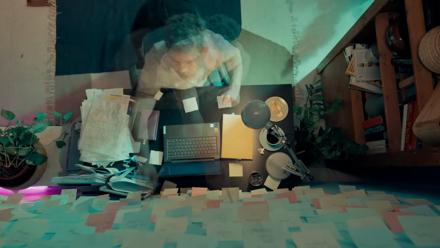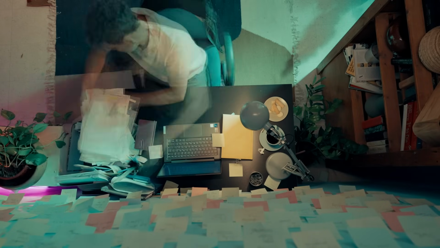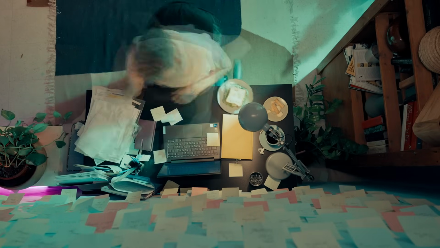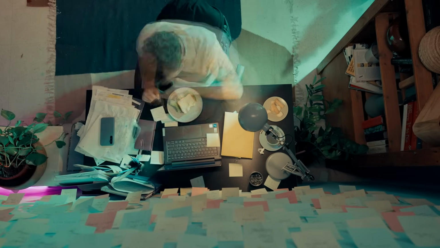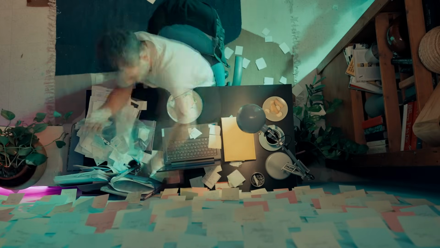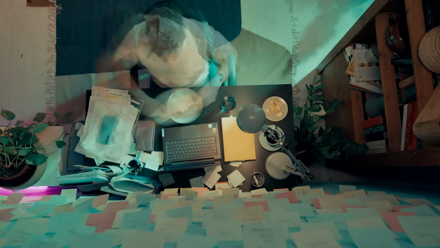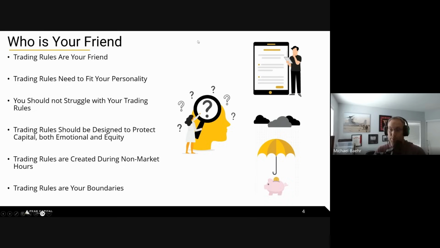Okay, you need to have, hey, this is what I'm going to do if this happens. This is what I'm going to do if I see this. The more of a plan you have, the more rules you have in place, the better you're going to be able to execute through that process.